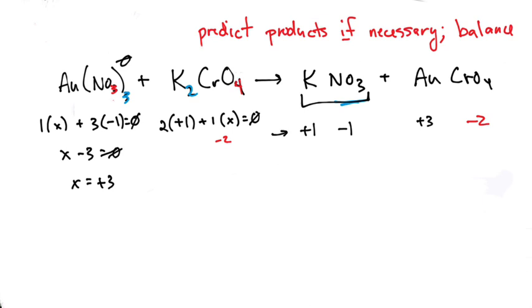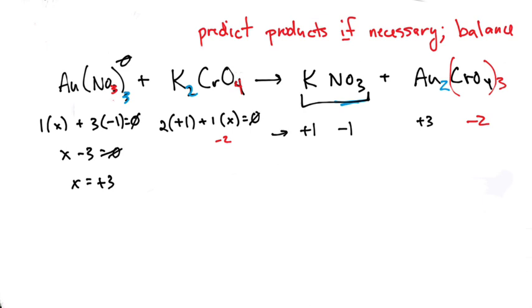Okay? What's the lowest common multiple between 3 and 2? 6. How do I make a 3 into a 6? I need 2 golds. How do I make a 2 into a 6? I need 3 chromates. Ooh, that looks like 43. I need parentheses. Okay? Now I've predicted products.